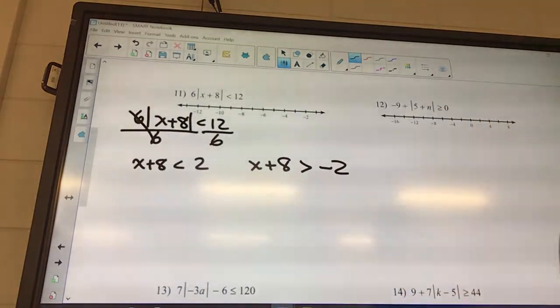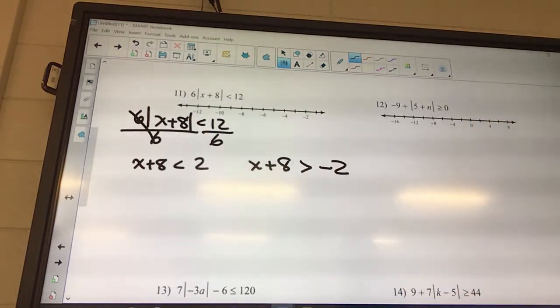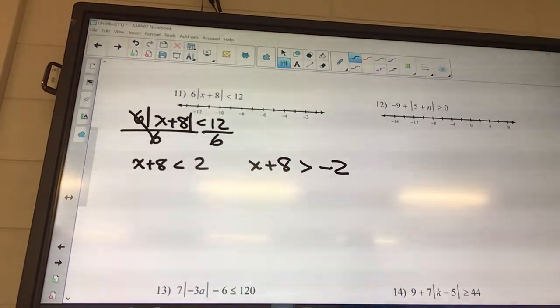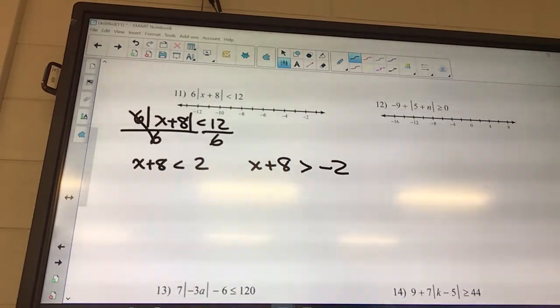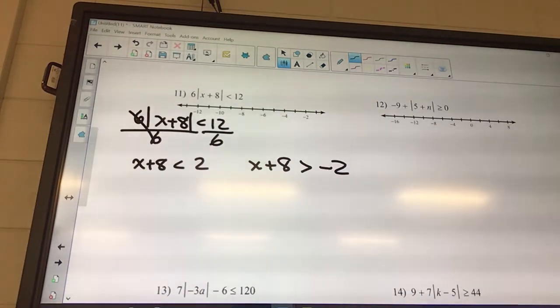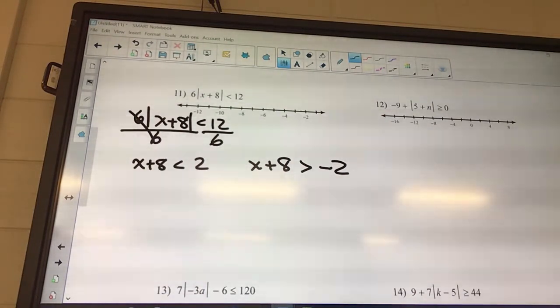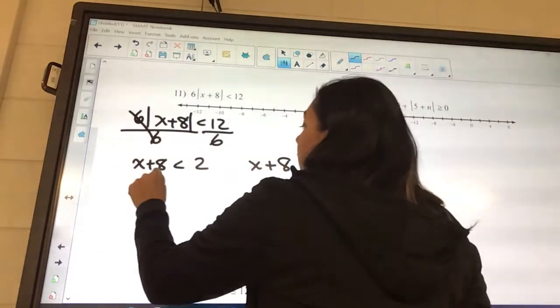Make it a negative. Wait, how'd you get 2? 12 divided by 6 is 2. We didn't get a fraction the first time. I might have typed the wrong one. Yeah, you had to type it wrong. Okay, and then what? Minus 8.